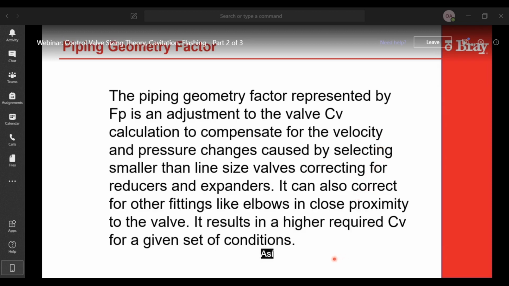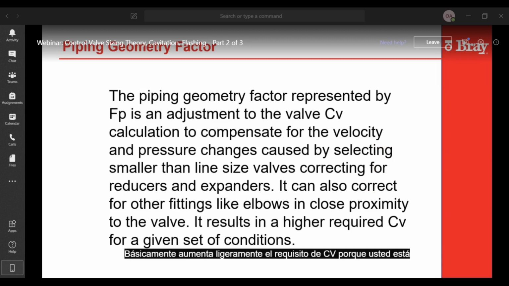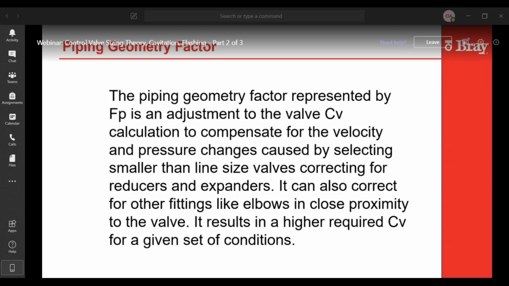So the piping geometry factor basically increases slightly the CV requirement because you are putting an additional restriction before the valve by putting in a pipe reducer. And then the expansion downstream also puts a back pressure or increases the capability of the valve to send out the fluid at a higher velocity because there's more area. So these factors need to be corrected. But for the most part, it's not that big a deal.